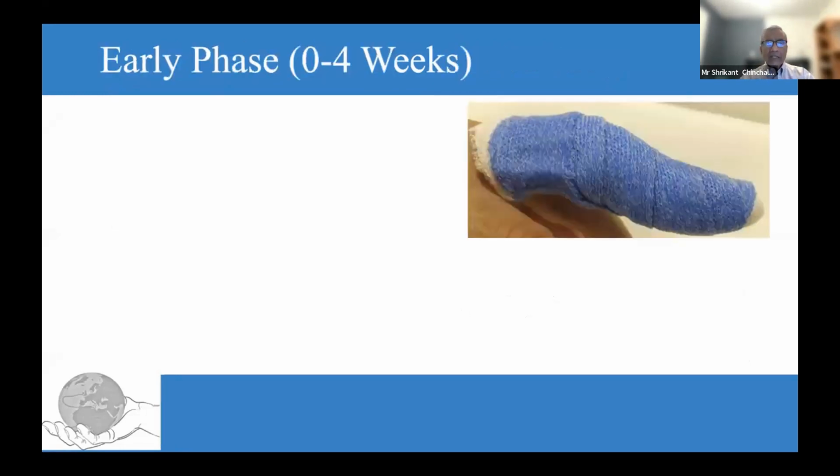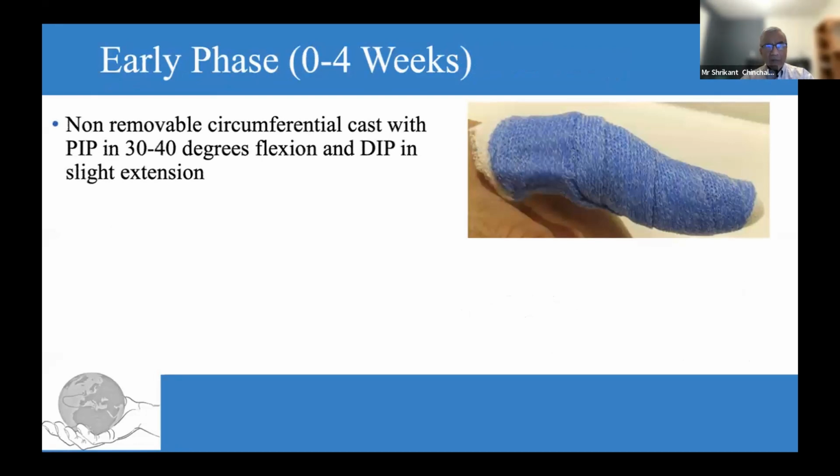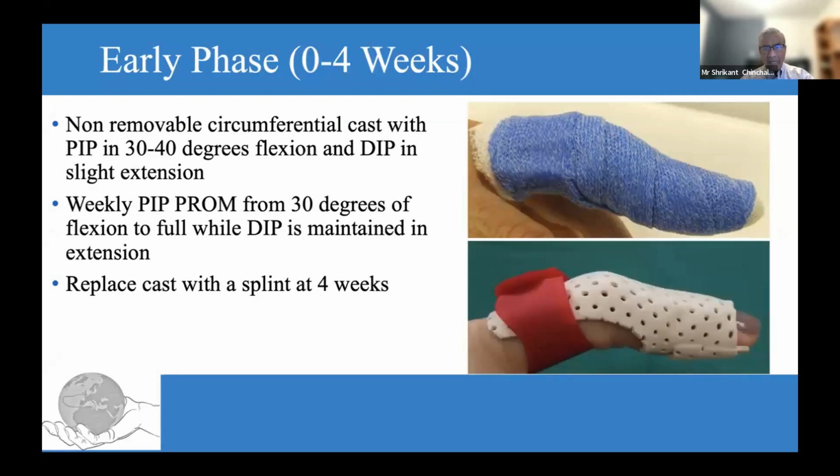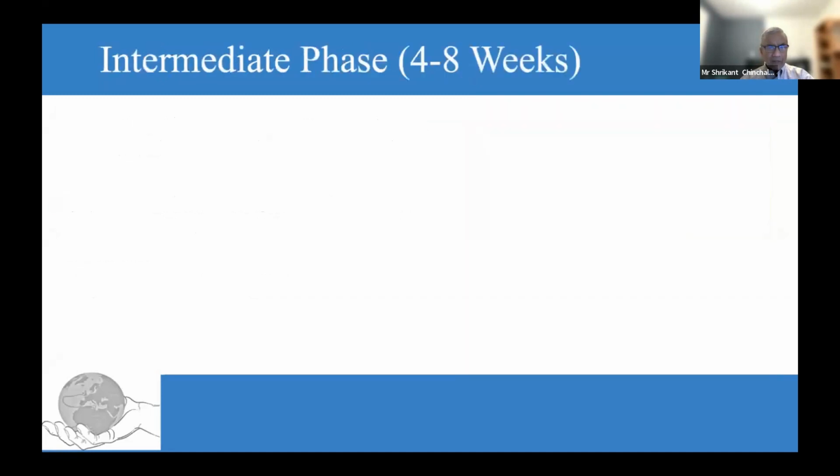So how do we treat these patients? Patients are given a cast, which is replaced once every week. The cast maintains the PIP joint in 30 to 40 degrees of flexion, and the DIP in slight extension. When we make another cast the following week, we allow these patients to perform passive range of motion of the PIP joint only, keeping the DIP joint maintained in extension, going from 30 degrees to full flexion. Then this cast is replaced by a splint. This is the type of splint that we use.